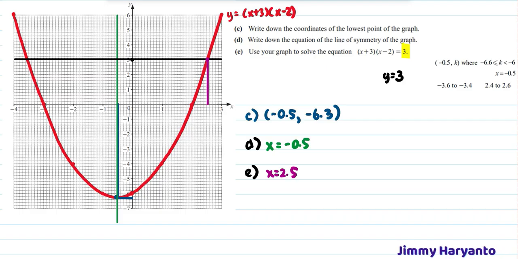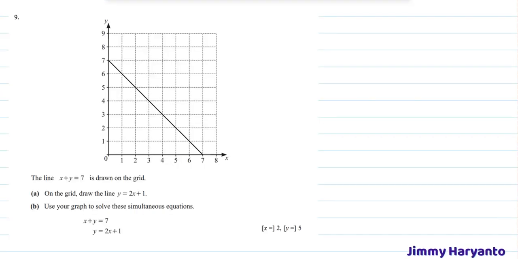And the other part is this one. x equals negative 3.6. There you go. Next is question 9.